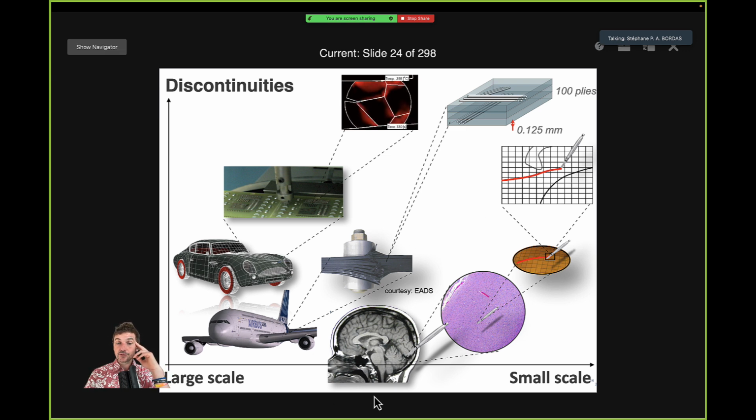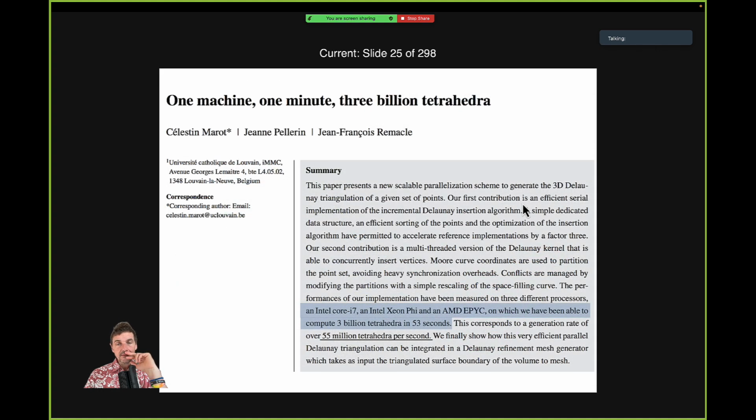And then if you zoom on a brain and you try to cut next to a sulci, for example, what you see is that you have discontinuities, interfaces, cuts. And these need to be taken into account. Now let's talk about meshing.